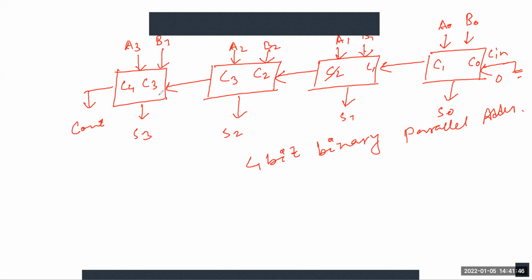And the circuit results in a sum. From this it is S0, from the second block it is S1, third block S2, and the fourth block S3, and the overall carry output, that is C out here.